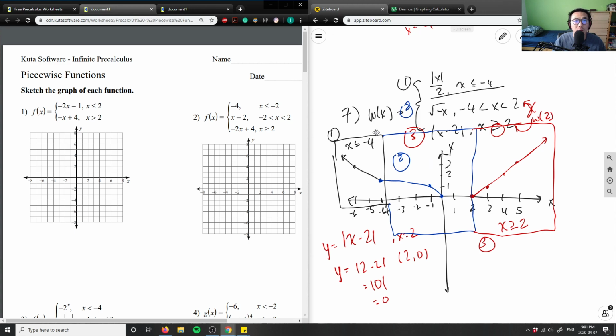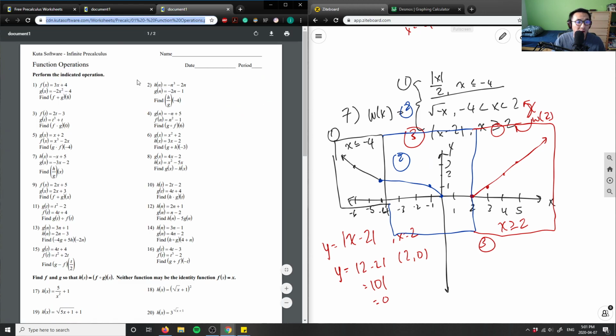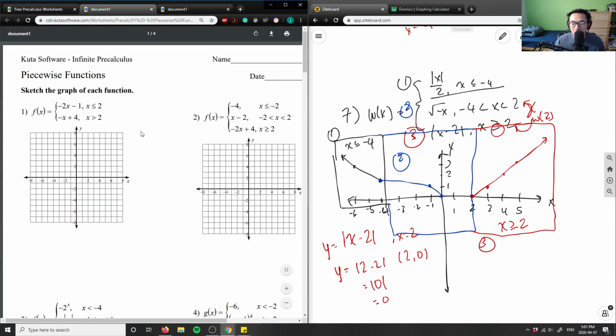So for the next lesson, we're going to start on the topic of function operations, and then we're going to move on from that topic.